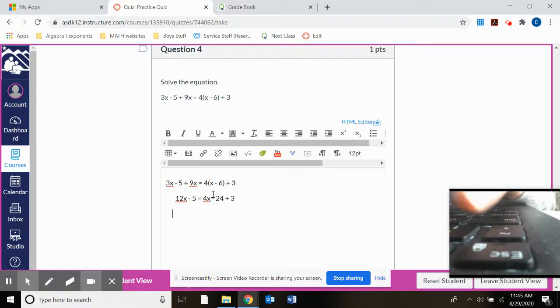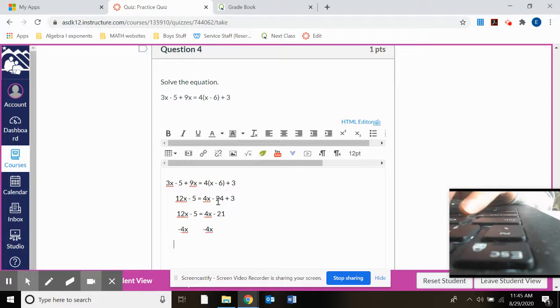Okay, now I need to continue. I keep the 12x minus 5. And I need to put my minus 24 plus 3 together. So that'll be 4x minus 21. So now I need to subtract 4x on both sides to cancel out some of the x's.